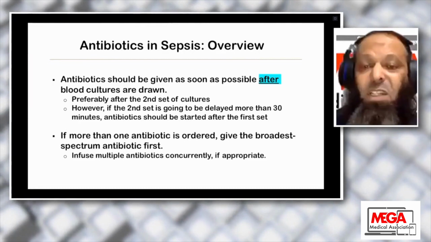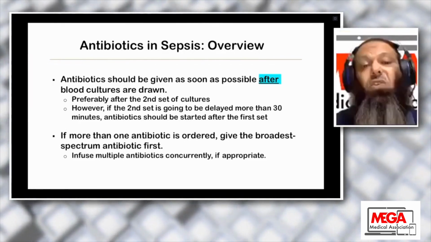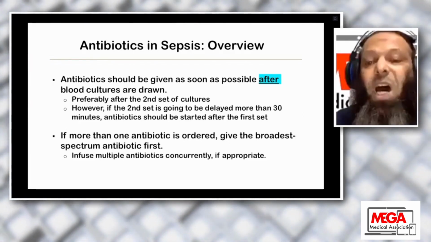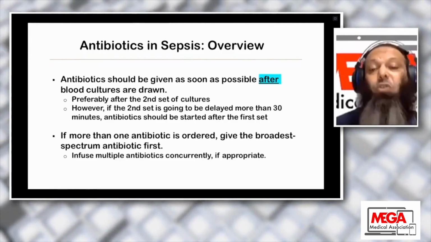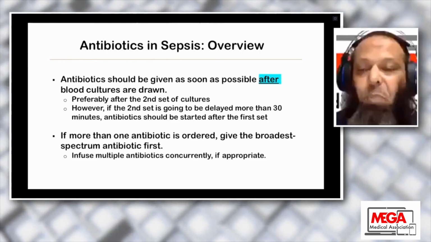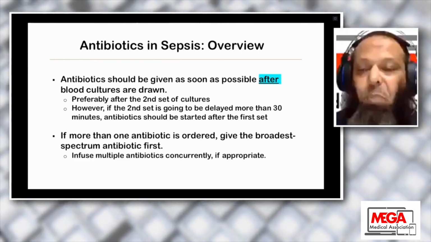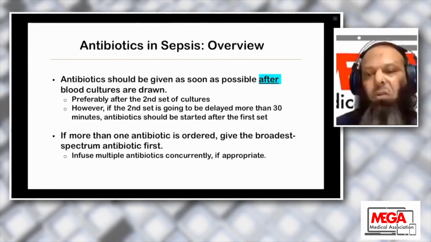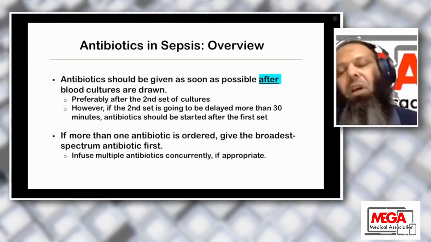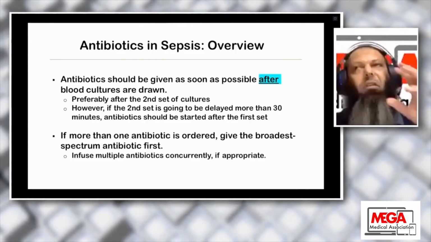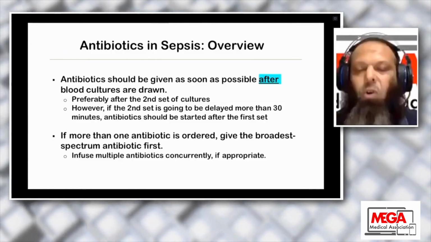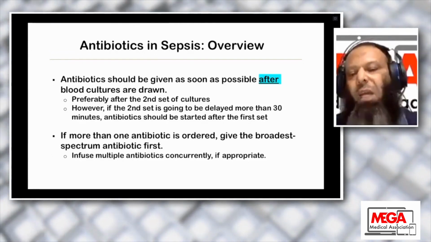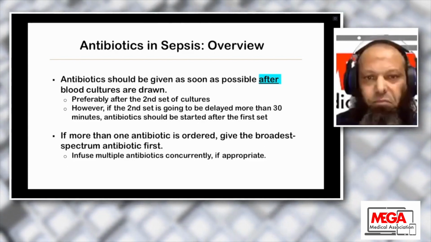However, if the second set is going to be delayed more than 30 minutes, antibiotic should be started after the first. This is an exception. If more than one antibiotic is ordered, like you use a combination of antibiotics, give the broadest spectrum antibiotic first. For example, if you're going to use one of the beta-lactams or one of the carbapenems, it should be given first. And infuse multiple antibiotics concurrently if appropriate.